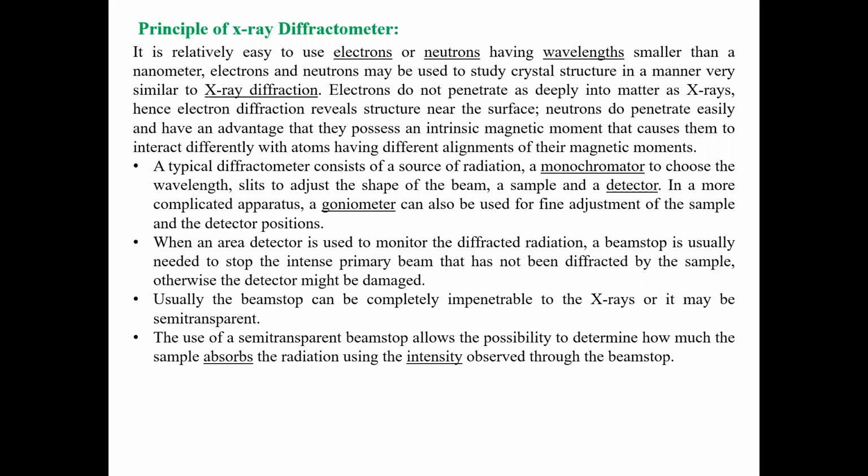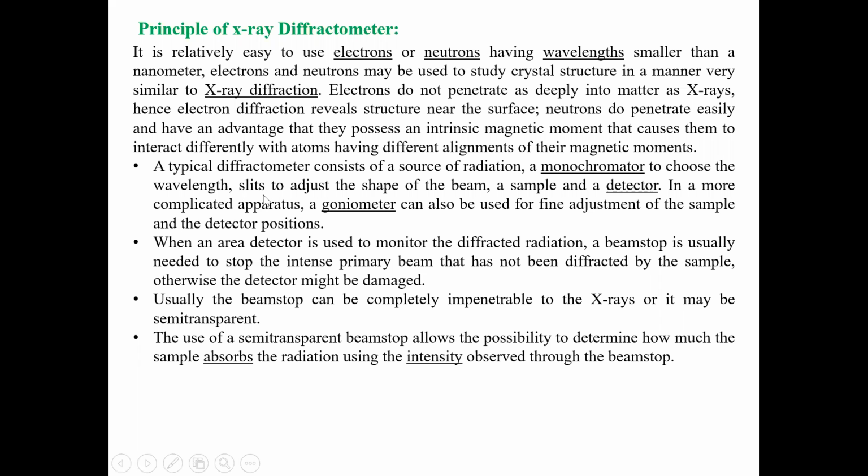A typical diffractometer consists of a source of radiation. This is a simple illustration of how the diffractometer is constituted. There is a source of radiation, a monochromator to choose the wavelength, then slits to adjust the shape of the beam, then the sample and the detector. In a more complicated apparatus, a goniometer can also be used for fine adjustment of the sample and the detector positions. So that is the diffractometer.